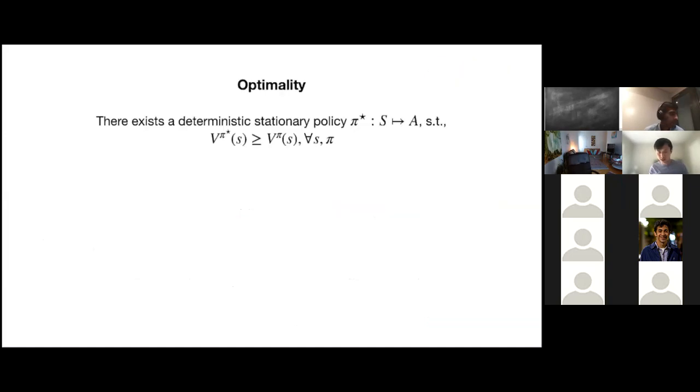Okay, great. So now we can talk about some properties of Markov decision process. Okay, so the first property is the optimal policy. So given the Markov decision process, you can always show that there exists a deterministic stationary policy pi star that maps from state to action. It's a deterministic mapping, right? It's not a stochastic policy, such that the value function of this optimal policy dominates any other policy's value function, right? So this is for all s and all pi.